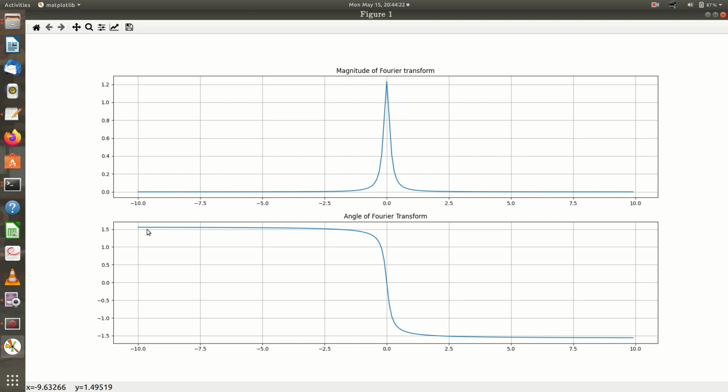It is 1.5 for negative frequencies. It is 1.5 exactly. This is actually 1.54. That is pi by 2, right? This is a plus pi by 2, and here at frequency f equal to 0, the angle is a 0, and here it goes to minus 1.54. Okay, so the angle changes from plus pi by 2 to minus pi by 2.